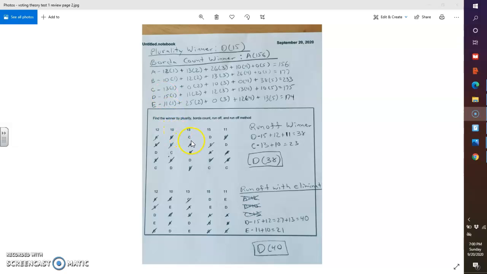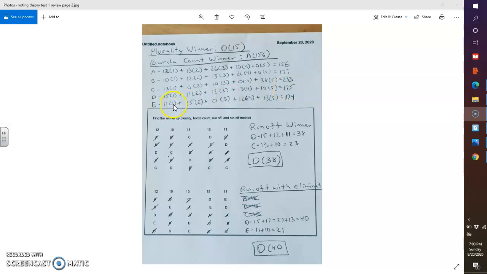For C, there's 13 first place votes, 0 second place votes, 10 third place votes, 0 fourth place votes, and 12 and 15 and 11, which is 38 total, 38 fifth place votes. For D, we have 15 first place votes, 11 second place votes, 12 third place votes, 13 fourth place votes, and 10 fifth place votes. When you multiply and add it up, it's 175.